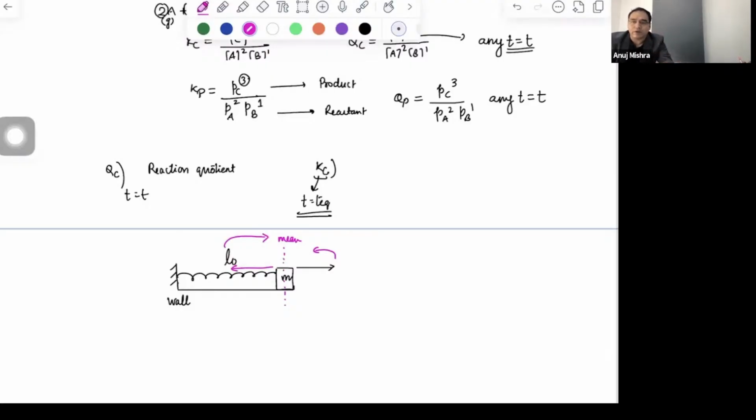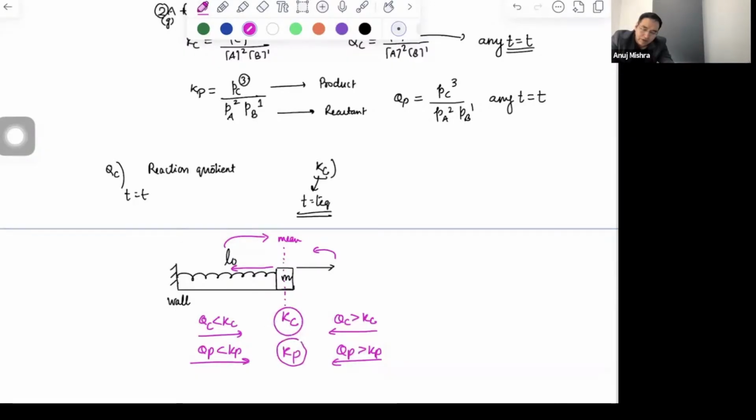Exactly the same as the role of QC and KC. So the mean position is KC. If QC is less than KC, you will move forward. If QC is more than KC, that means आप आगे आ गए, थोड़ा पीछे चले जाओ. If QP is less than KP, that means you'll move forward. If QP is more than KP, then you've moved too far forward, you have to come back. What is the final objective? Final objective is to reach KC, to reach KP in some time. Is it clear? That is the final objective.